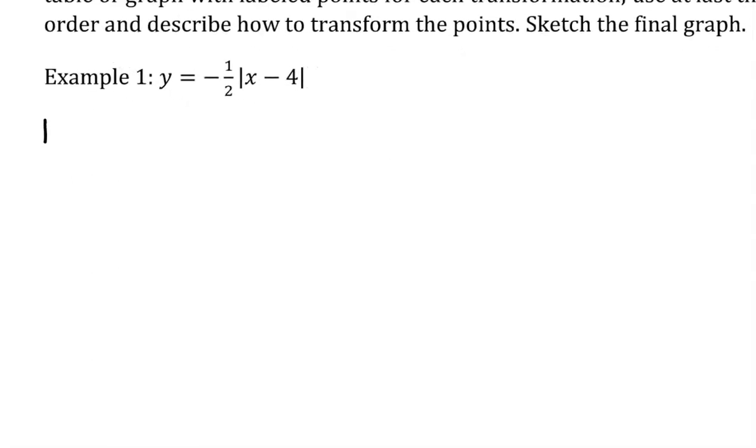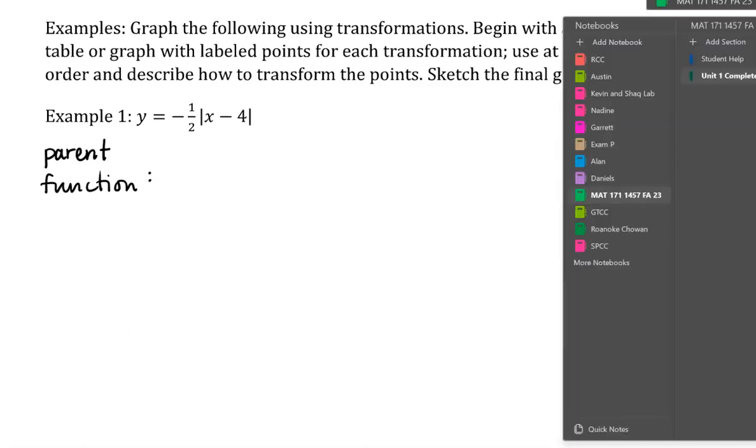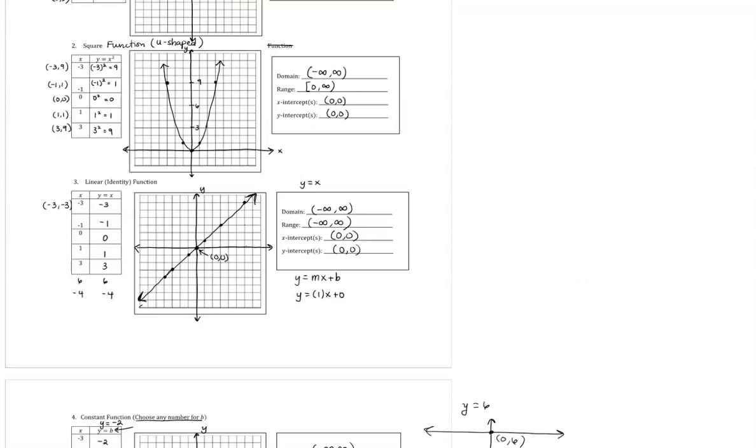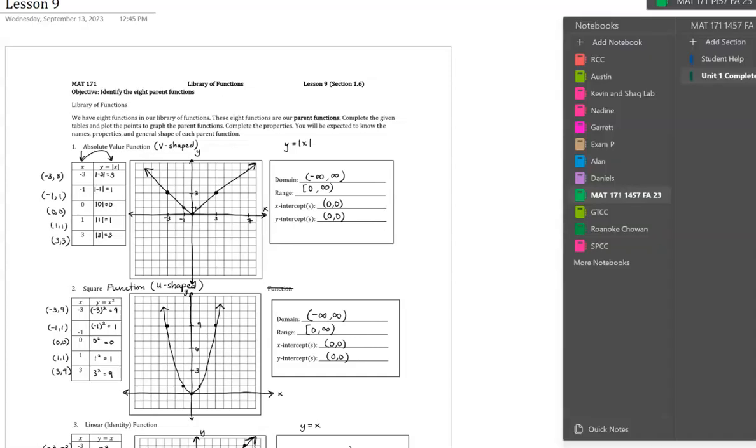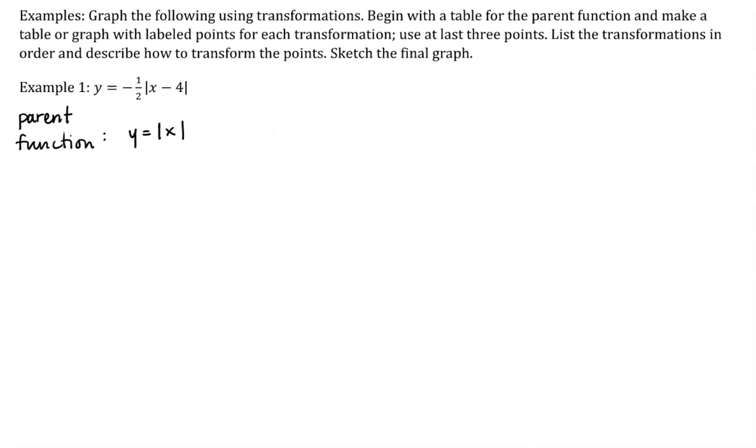So starting off with identifying the parent function, all this means is which of the 8 functions from lesson 9 did this function come from? What's the parent for this function? So back in lesson 9, we looked at 8 different functions, and one of those functions was edited, altered, transformed to give us the new equation. And in our example here, we can see we have an absolute value, and so our parent function is the absolute value of x. So your parent function should always just be the basic untransformed function, some function that came from lesson 9.